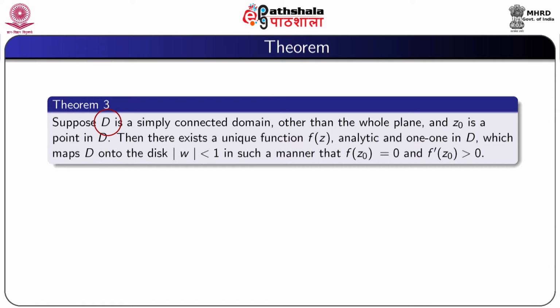Suppose D is a simply connected domain other than the whole complex plane and z0 is a point in D. Then there exists a unique function f(z), analytic and 1-1 in D, which maps D onto the disk mod w less than 1 in such a manner that f(z0) equal to 0 and f dash z0 is greater than 0. For proof of this theorem, please see any reference book.